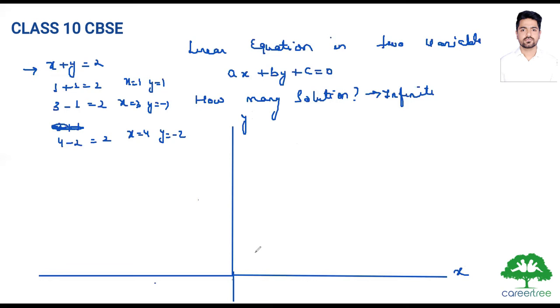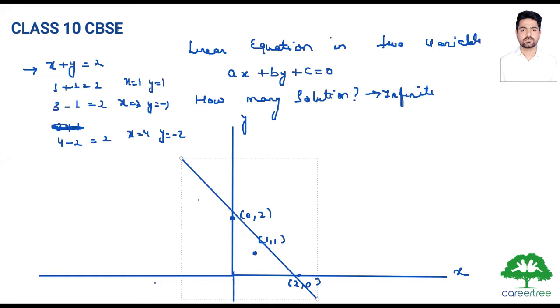So we have 1 comma 1. When x was 1, y was 1. When x was 0, y was 2. So we can have the point 1 comma 1 over here, and we can have 0 comma 2 also. When x is 0, y is 2. Correct? When x is 2, y is 0, 2 comma 0 also we have. So like that we have infinite points, right? And when you connect all these infinite points, you will get a straight line.